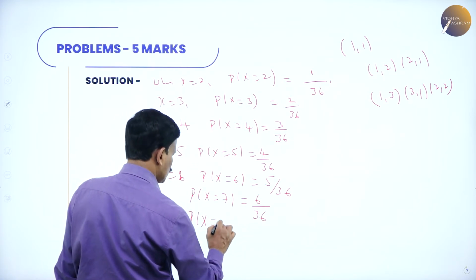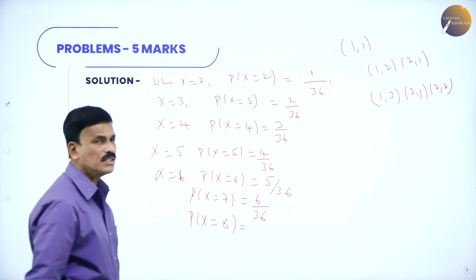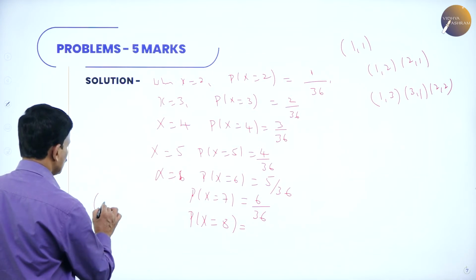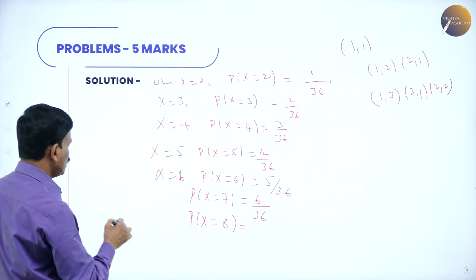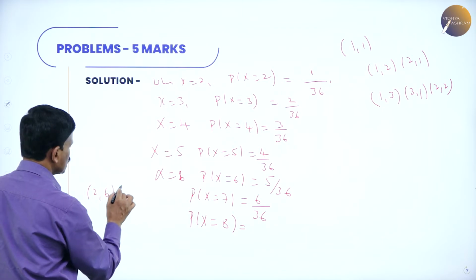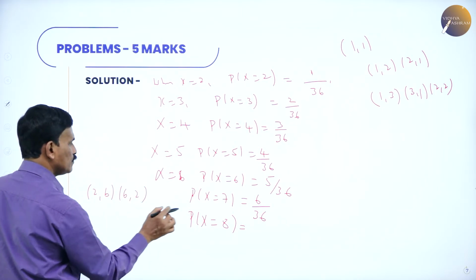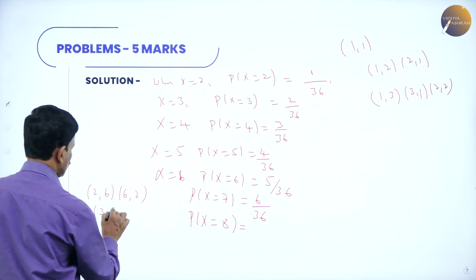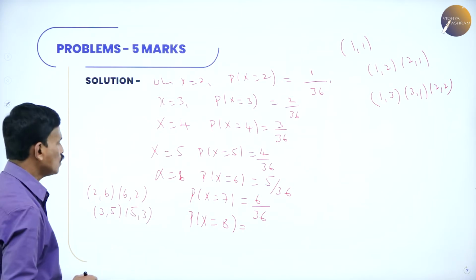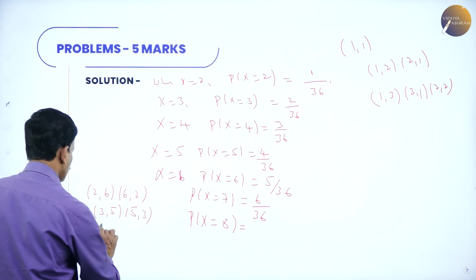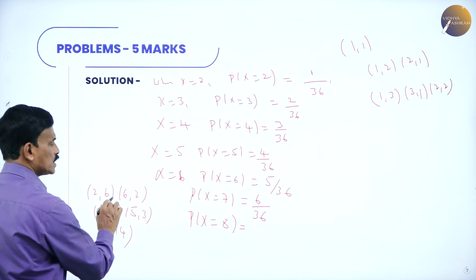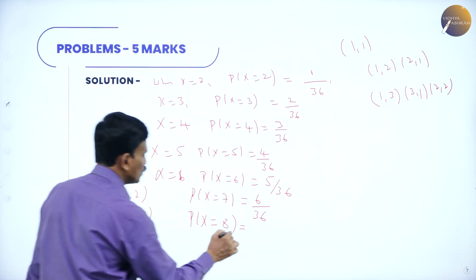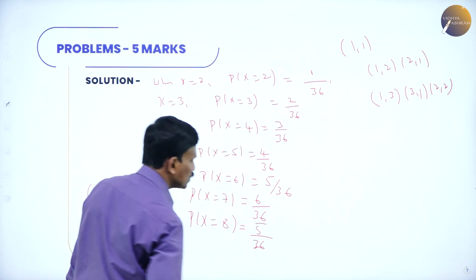Probability of getting X is equal to 8, sum of the numbers as 8. What are the values we are going to get here for this 8? (2, 6), (6, 2), sum of the two numbers is 8. Again (3, 5) and (5, 3). Again (4, 4). So 2 plus 6 is 8, 6 plus 2 is 8, 3 plus 5 is 8, 5 plus 3 is 8, 4 plus 4. So 1, 2, 3, 4, 5. So this is equal to 5 by 36.